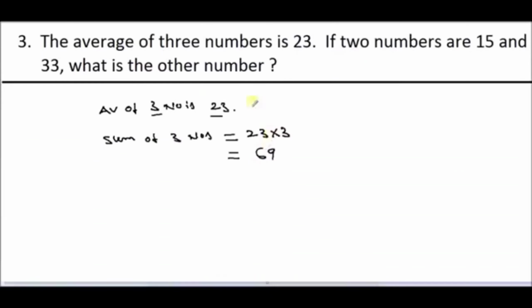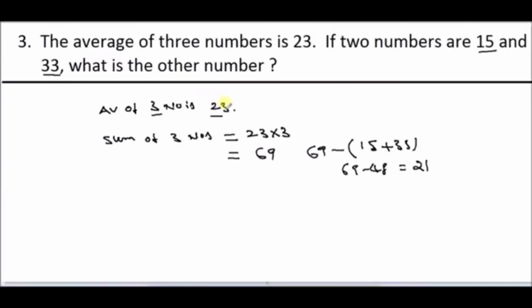Now, very clearly, the sum of the three numbers is 69. Two of those three numbers are 15 and 33. Obviously, I can say the third number should be 69 minus this 15 plus 33. Just do this. You will get 69 minus this is 48. 69 minus 48, my answer is going to be 21. So you have to go for the questions in this way. Now here, you need not take anything as x. Without taking anything as x, directly you can get the answer in this way.